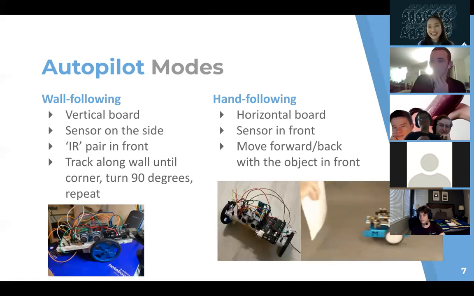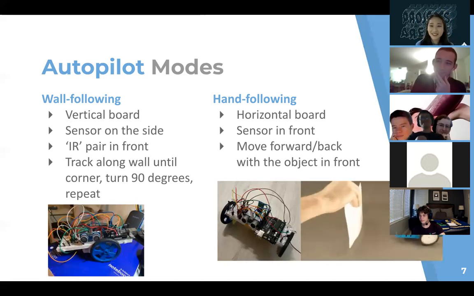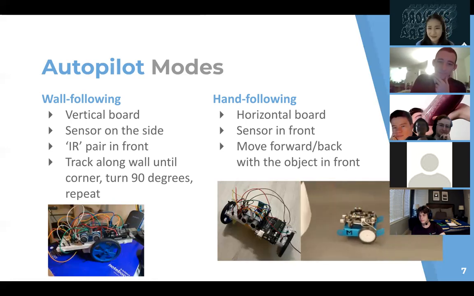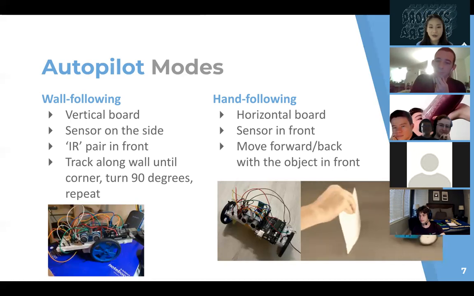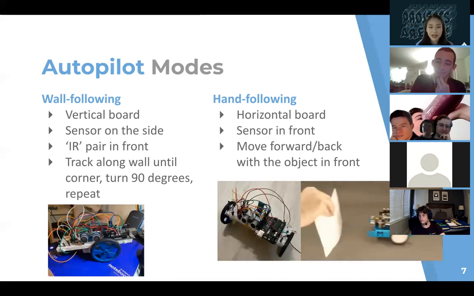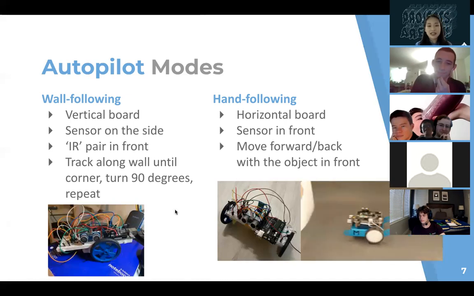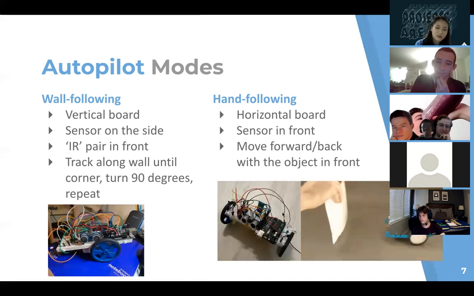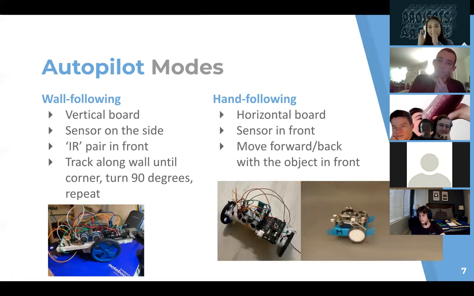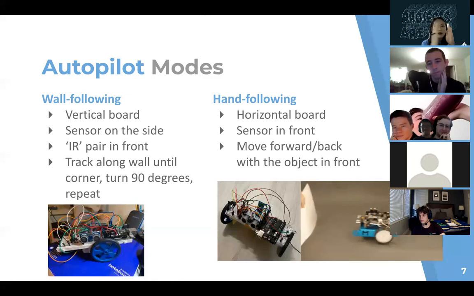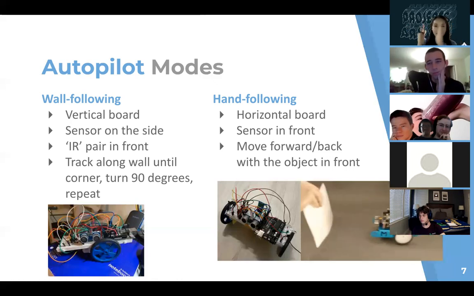Okay, so the second option you have is a hand following or the object following autopilot mode. So this will work better if you had your board horizontally, the fat way. So you'll have the ultrasonic sensor in the front like this, and probably be able to mount some battery on here. Then you're going to move an object in front of the car, and your car will follow it. And if you move it back, it'll follow it backwards.